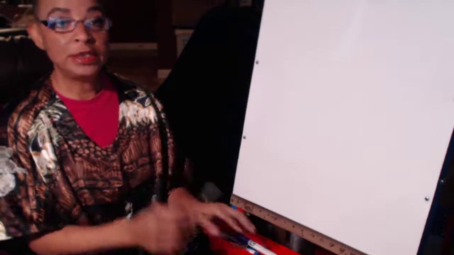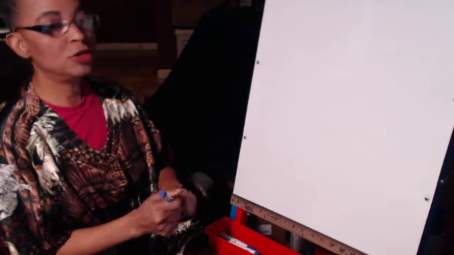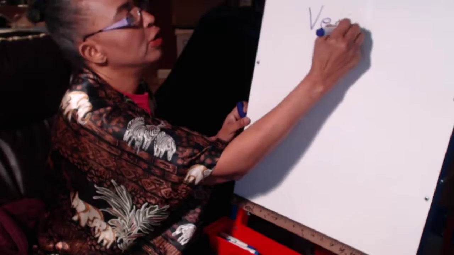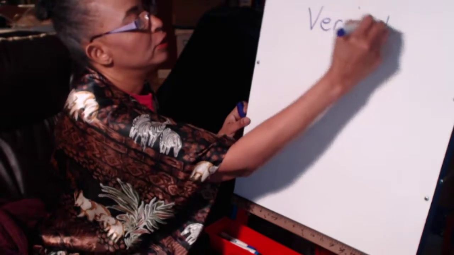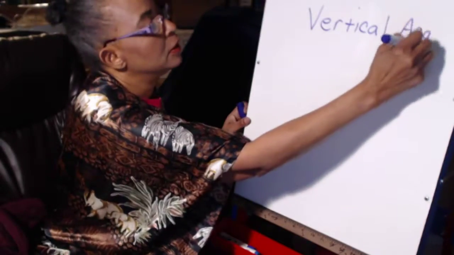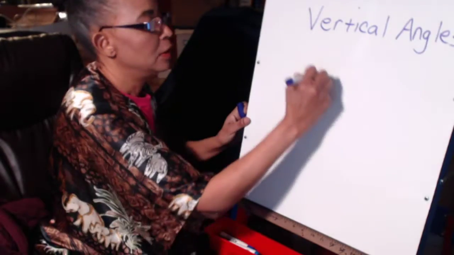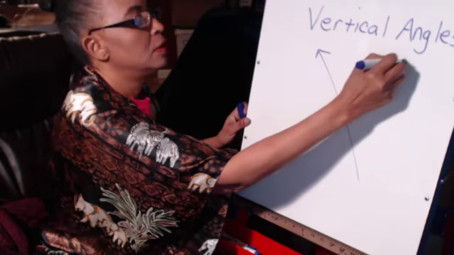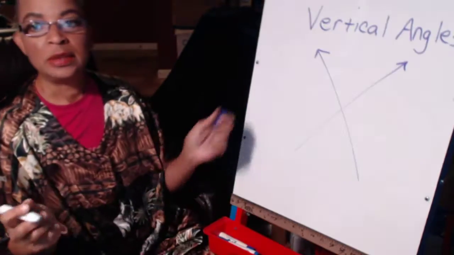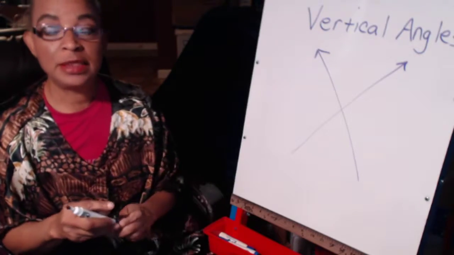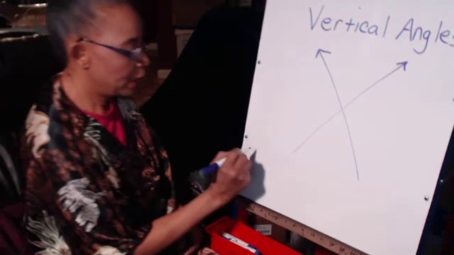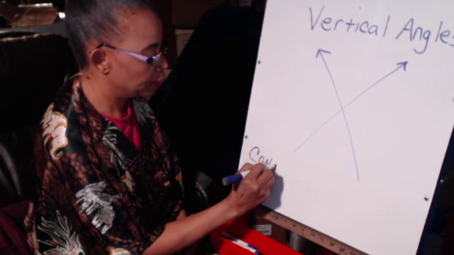All right, this is Grandma back again, and we're going to continue with pairs of angles, but we're going to use what they call vertical angles. And just what it looks like, it's an X. They're vertical angles. And they are what they call congruent.